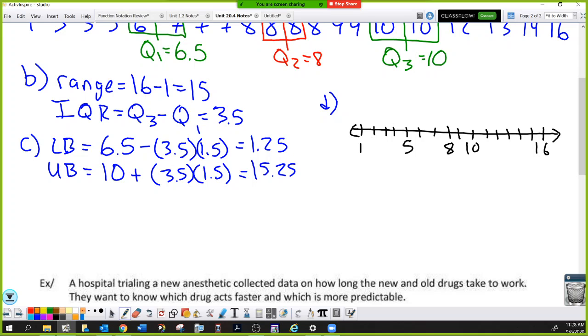Okay, my Q1 is at 6.5. That's here. My Q2 is at 8. That's here. And my Q3 is at 10. Yeah, it's a little box. My whiskers are going to go out to 1.25 and 15.25.